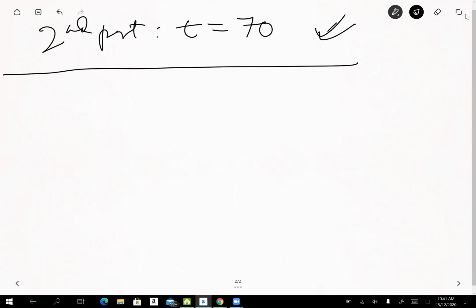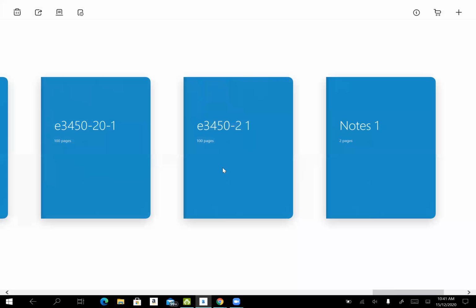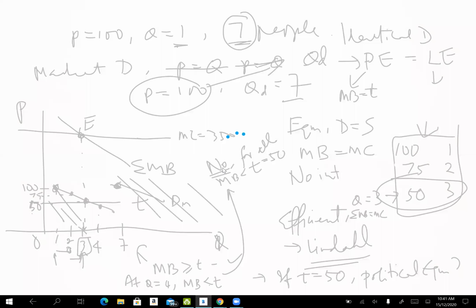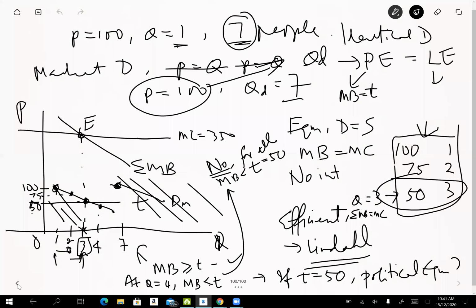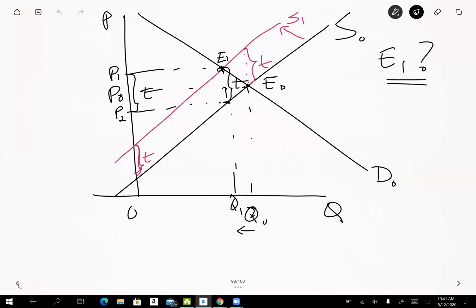Okay, so now we're going to continue from where we left last class. I'll show you the last note, because each note has a maximum of 100 pages. All right, now this is where we left last time.